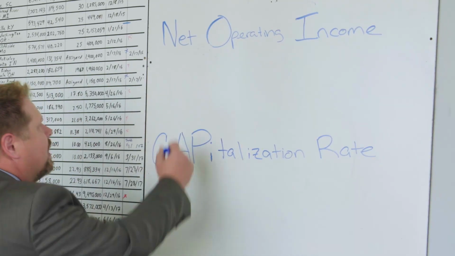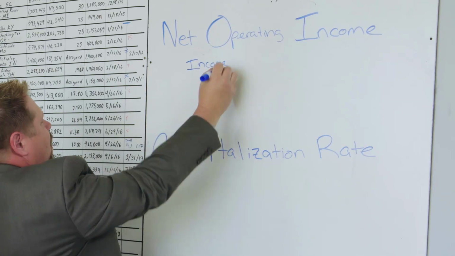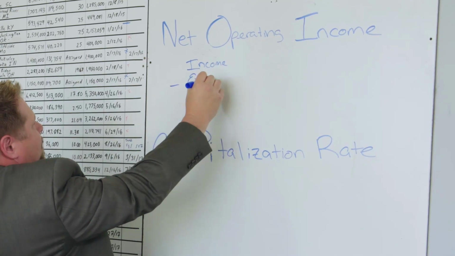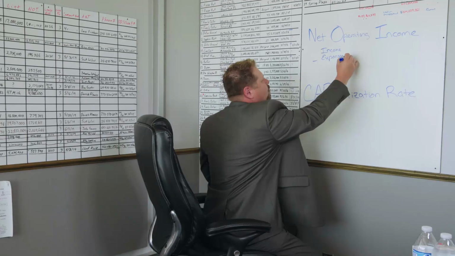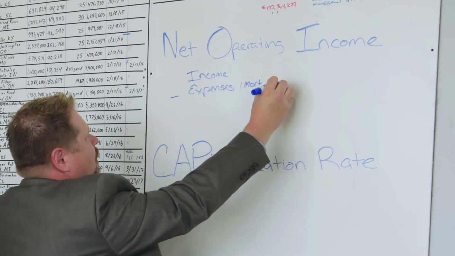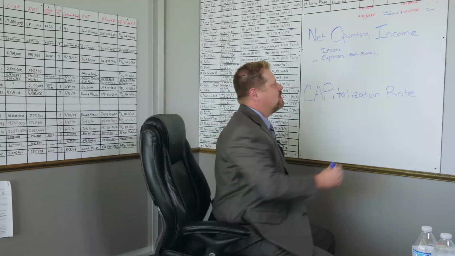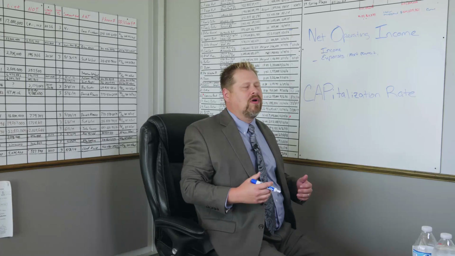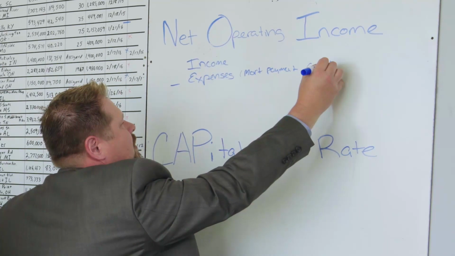Net operating income is all of the income on the property minus the expenses on the property, with the exception of a few things. One, we do not count the mortgage payment, and we also don't count any significant capital expenditures. So a capital expenditure being we do a major roof replacement, we do a major remodel to it. So capital improvements are not included in this.